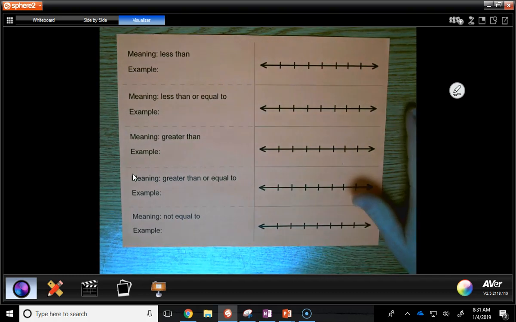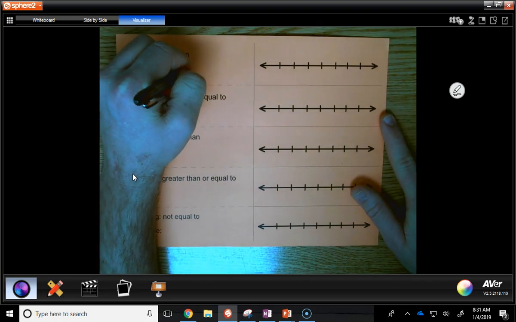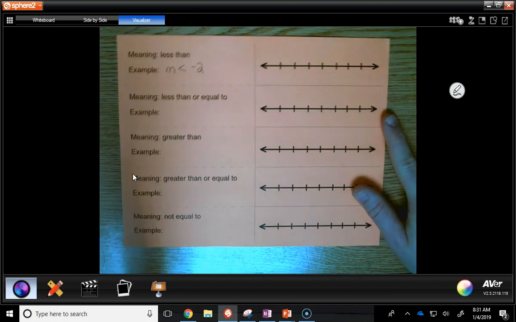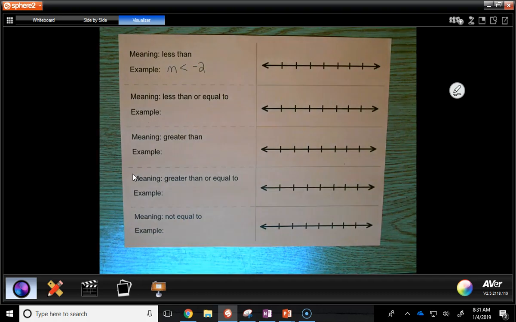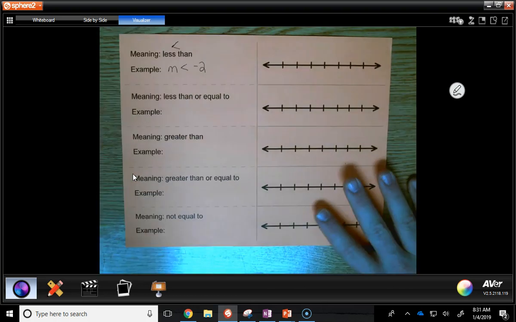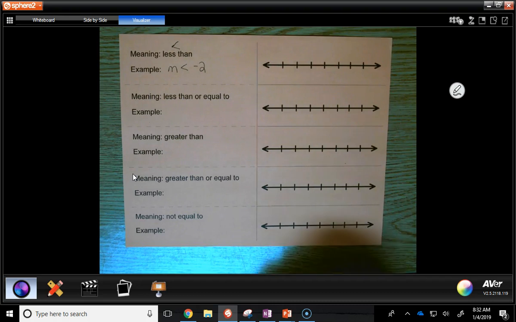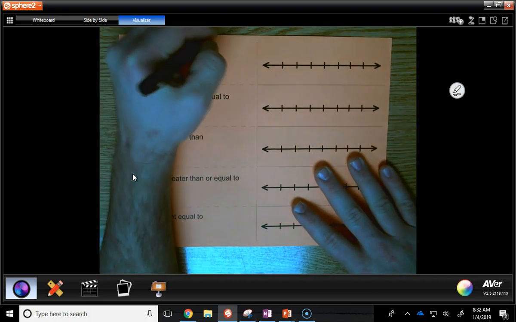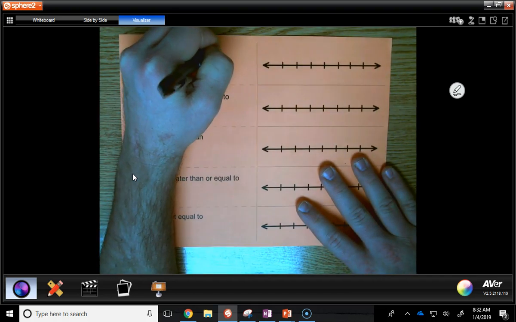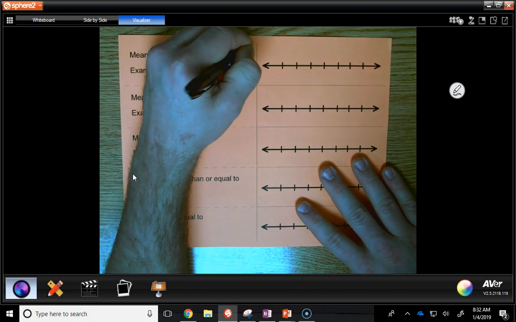So less than means m less than -2. We're going to write this in there. This is our less than symbol right here. Remember, in math, we read left to right. So the number from the left, the sign for less than, if you ever think of the Pac-Man, the mouth's open away from it. An example sentence we would write is m is less than 2.